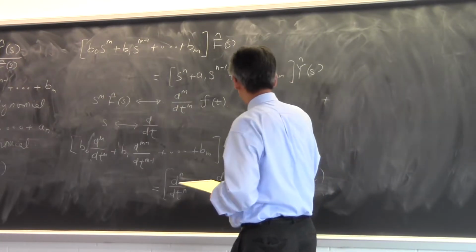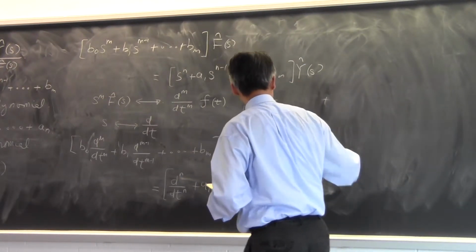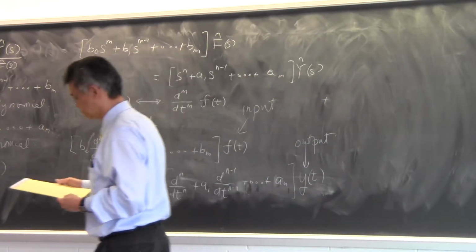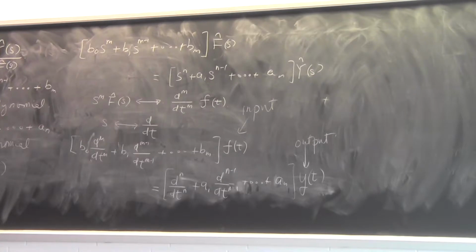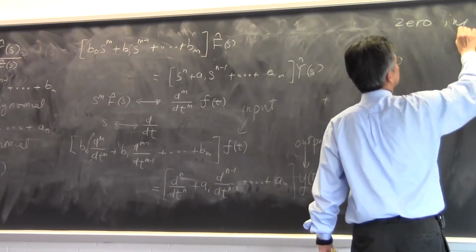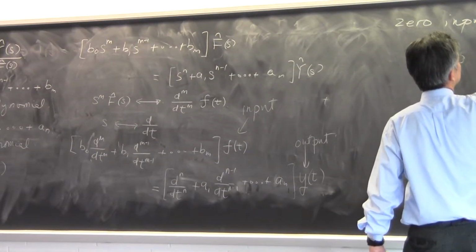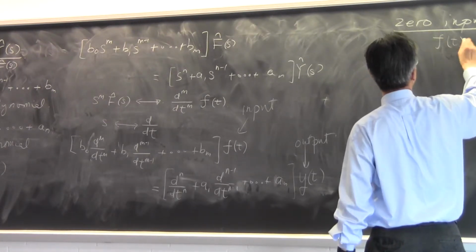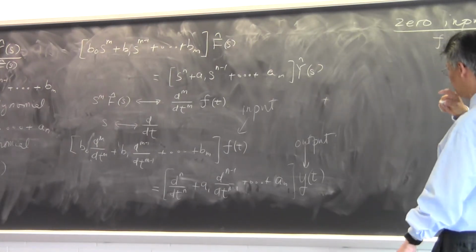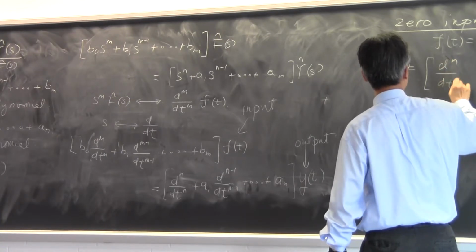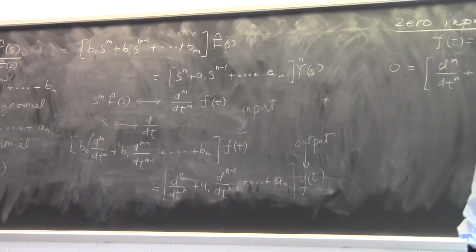So this is the input usually. In our course, this is called the output. Okay, in this course. And then if there's no input, if we are looking for the zero input response, then we set f of t to 0. Okay, this is zero input response. Then we have this equation, 0 is equal to d^n/dt^n, and then plus that thing on the right hand side.